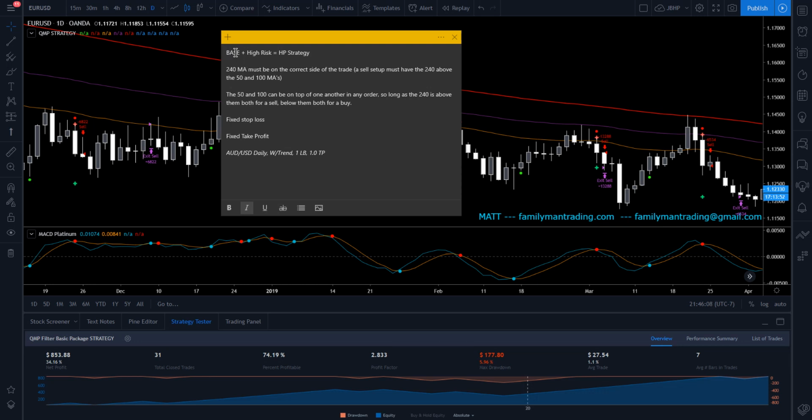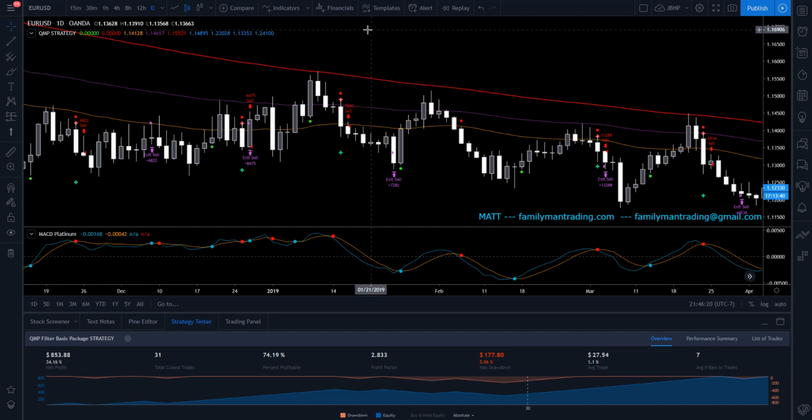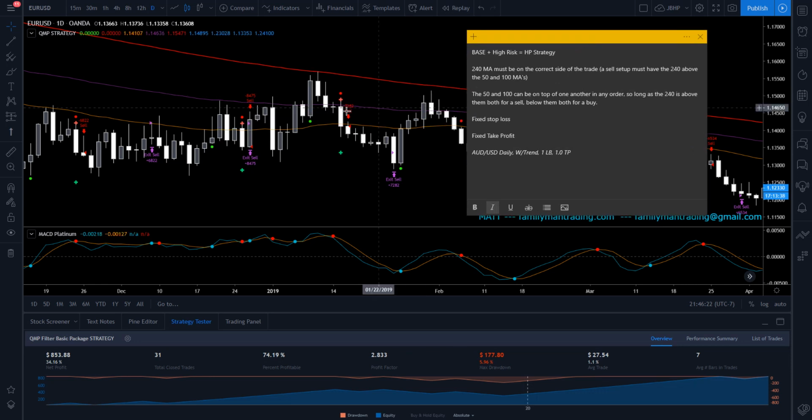But basically, the base strategy plus high risk, I call it, is the high probability strategy. But what we've added is the 240 moving average has to be on the correct side of the trade. So if we're taking a sell setup, like the one that we just had an example of here, the 240 line has to be above the other two moving average lines, just like Jim teaches in his setup. We're okay with that. The 50 and the 100 moving average can be on top of one another in any order as long as the 240 is above them both for a sell position. If you're doing a buy position, then it has to be below them.